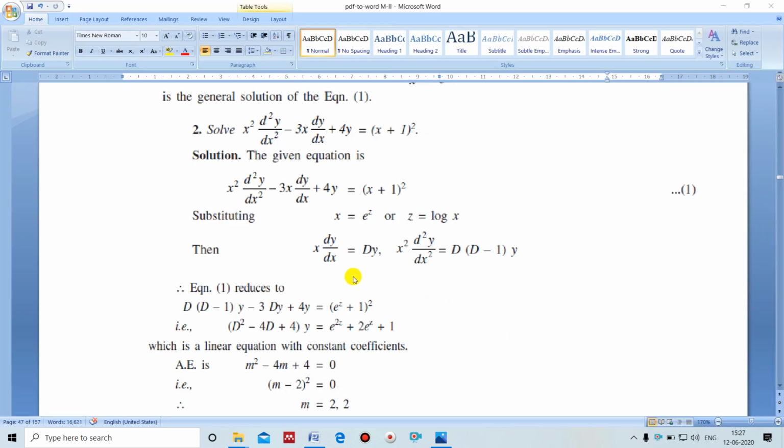Similarly we solve examples on the Legendre differential equation by using the standard substitution. The method is the same. If a function in the form of ax plus b is there, we use the Legendre differential equation. So this is the example on Cauchy's differential equation.